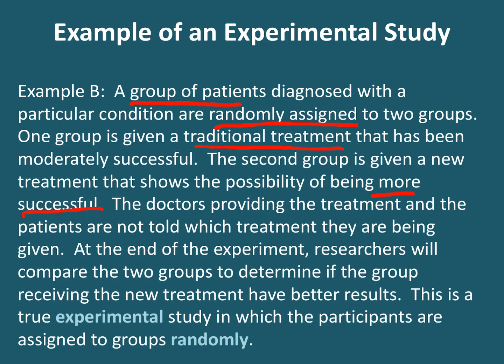So in this particular case, it's not one group gets a placebo, which basically means there's no medication given to them at all, but they don't know that, and then the other group gets the medication. Both of these groups are getting medication, but one seems to be a newer and more successful treatment. Now, the doctors providing the treatment and the patients are not told, that's the key, which treatment they are being given. At the end of the experiment, researchers will compare the two groups to determine if the group receiving the new treatment has better results. This is a true experimental study in which the participants are assigned to groups randomly.